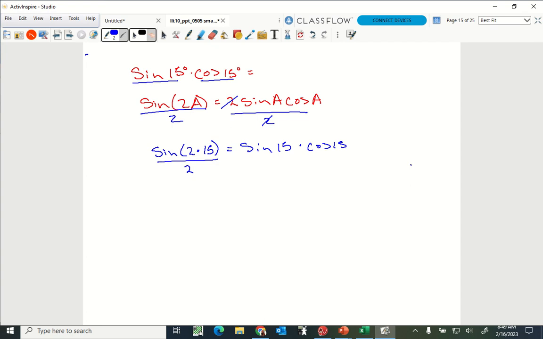All right. So what is 2 times 15? 2 times 15. 30. Okay. So it says sine of 30 divided by 2. Now, what is the sine of 30? So on my unit circle that you don't have to reference every single time because I had you guys try to remember it. But if you need to, go ahead. Sine of 30 is 1/2. So it's 1/2 divided by 2.